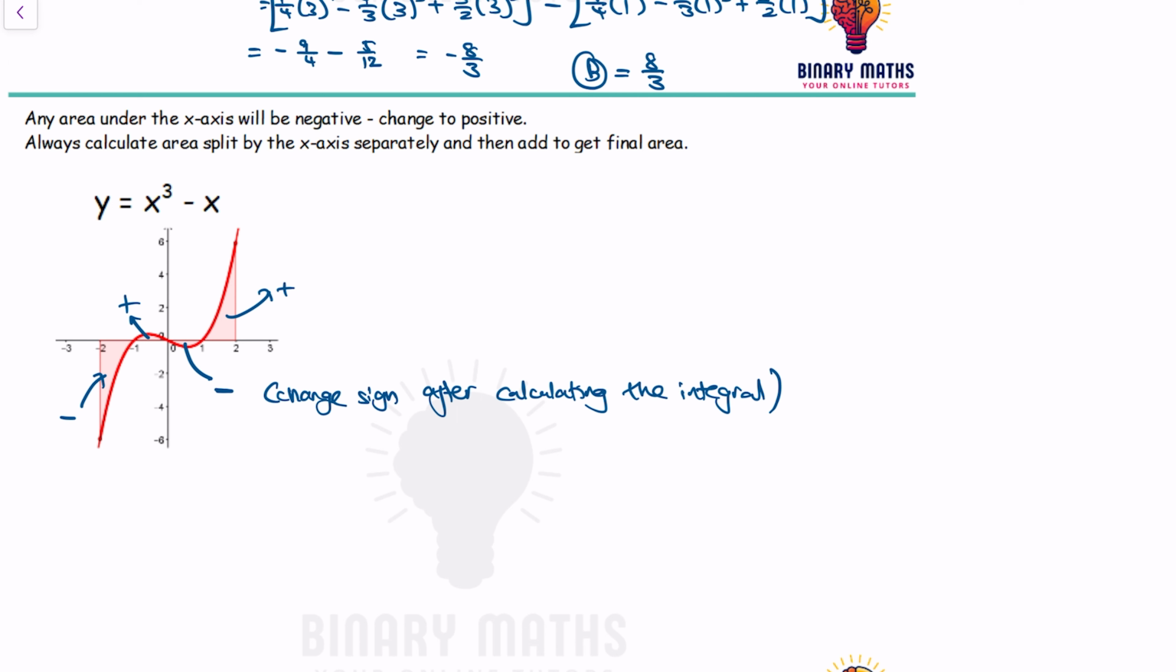For this question, you'll have to work out 4 different sections and then add the final answers together. So change the sign for this one as well. The important thing is areas under the x-axis will be negative. Always change the sign to a positive, and for separate sections always calculate separately and then add the final answers together.